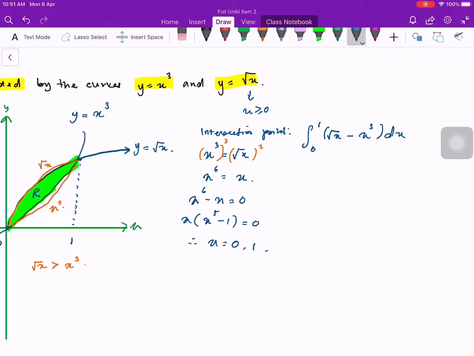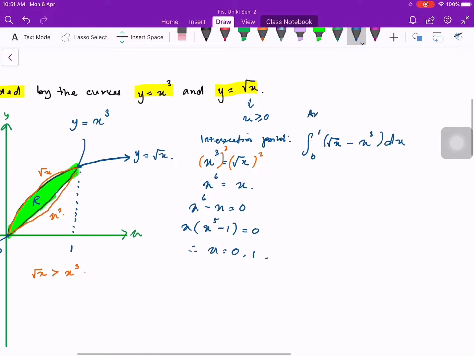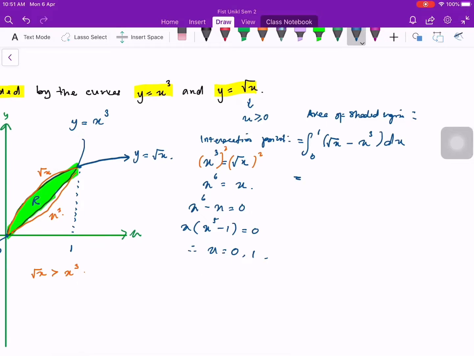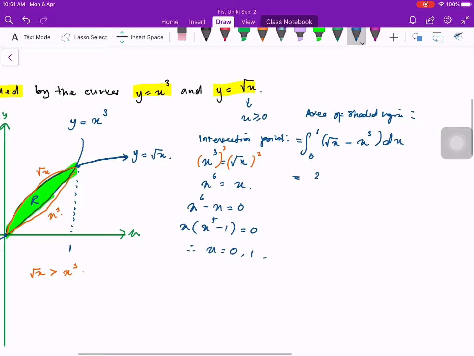So this is actually the area of the shaded region. We are going to do integration from 0 to 1, square root x minus x cubed dx. Now let's do the integration. So x to the power of half is actually going to give 2 over 3 x to the power of 3 over 2, minus x to the power of 4 over 4, with the limit from 0 to 1. Then we're going to substitute the limit accordingly.